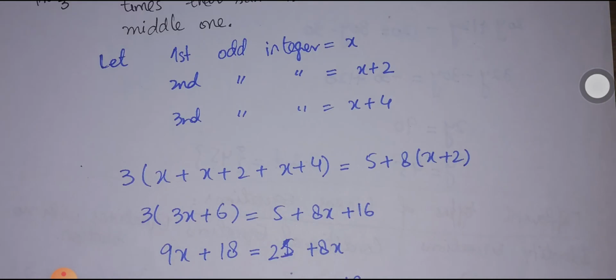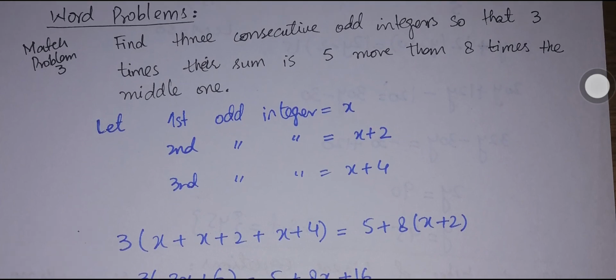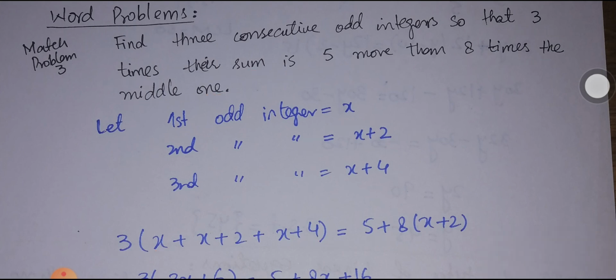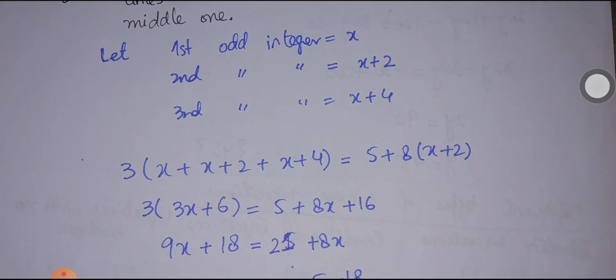Now what will be the equation? So 3 times their sum, 3 times means I'm going to multiply, so 3 into their sum means I'm going to add the numbers. So 3 into x plus x plus 2 plus x plus 4 is equal to 5, as it is. More means I'm going to add it to 8 times the middle one. So 8 times means 8 will be multiplied with the middle number, and the middle number is x plus 2, so 8 into x plus 2. So this is the equation that I have constructed from the given word problem.